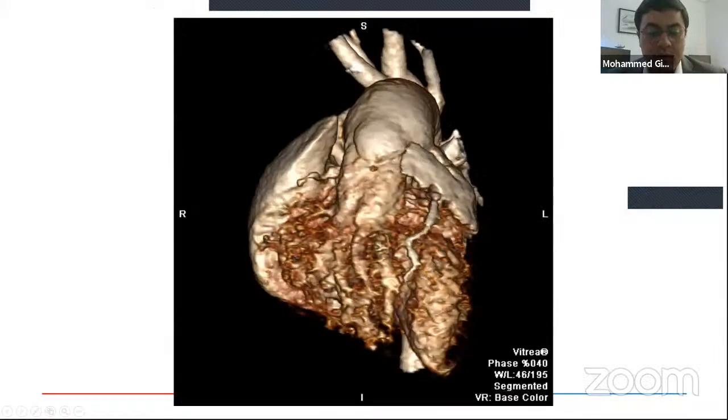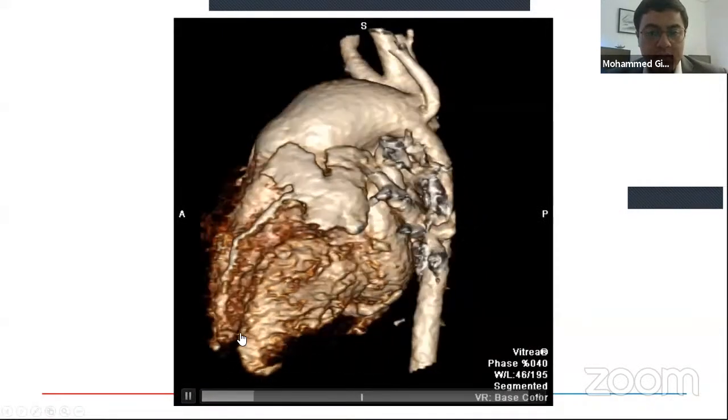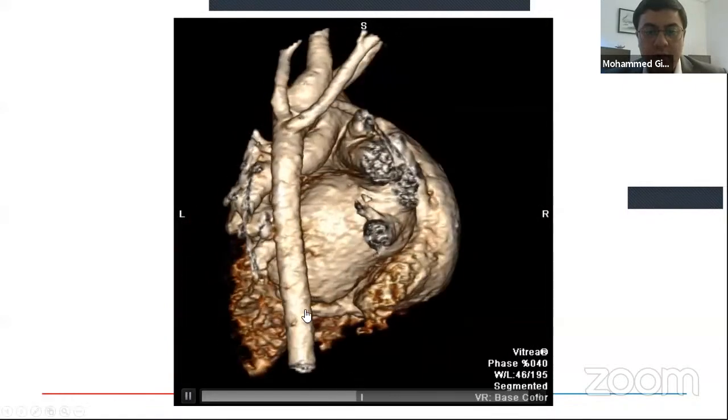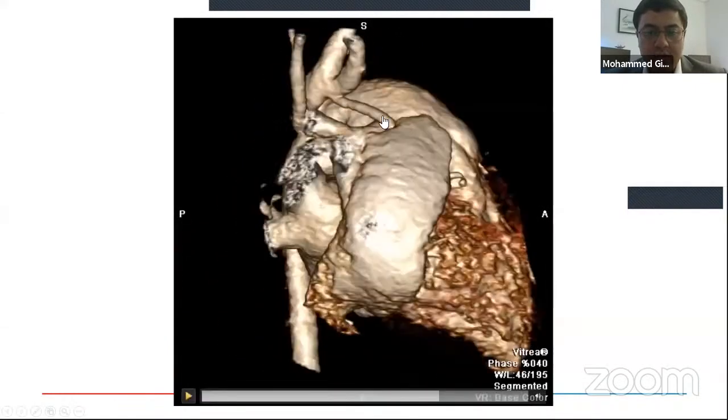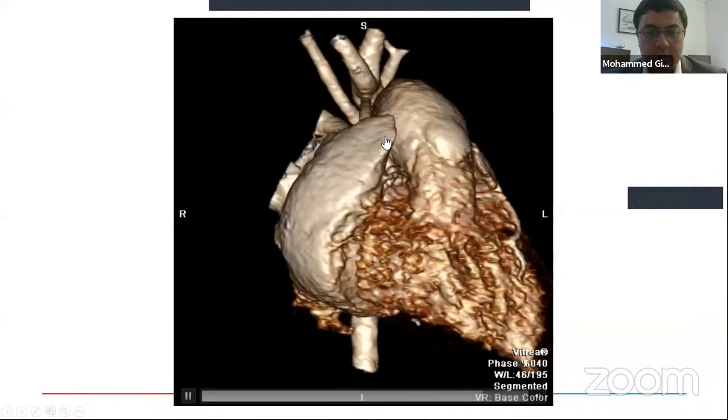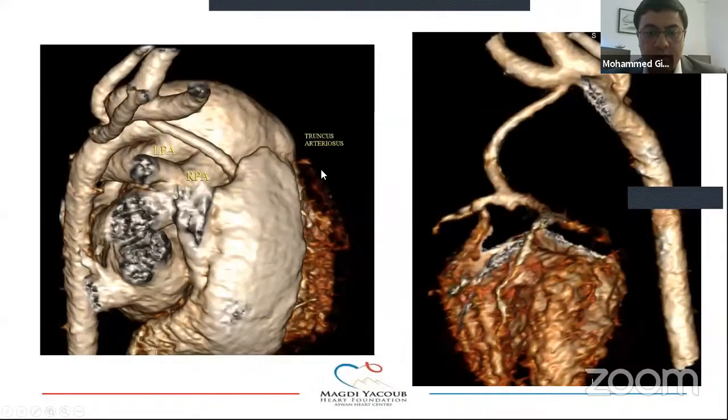But reviewing the anatomy, we found this unusual vascular structure. This unusual vascular structure arises from the common carotid stem. We trace it downwards till its end, and we found it ends here and supplies the coronary arteries, and there is no direct supply of the coronary arteries from the truncal root.